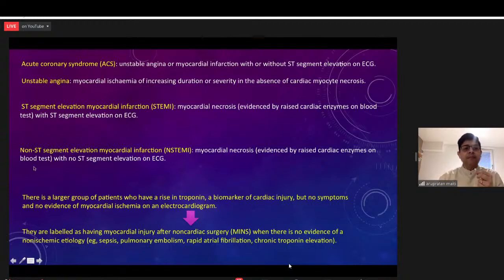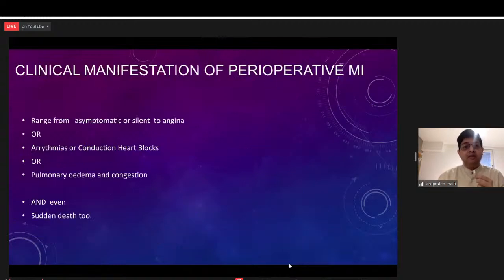I am not going into details, but there is a new thing. There is a larger group of patients who have a rise in troponin or cardiac enzymes, but they don't exhibit any symptoms, and neither do they have any evidence of myocardial ischemia on an ECG. They are labeled as having myocardial injury after non-cardiac surgery when there is no evidence of a non-ischemic etiology. This entity is frequently missed and underreported, because most of the time we don't check the biomarker of cardiac injury. So many patients may experience this, but it may not be clinically evident.